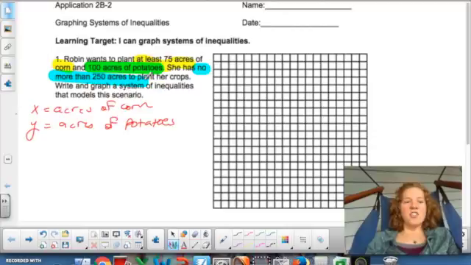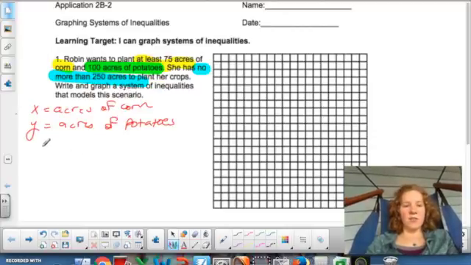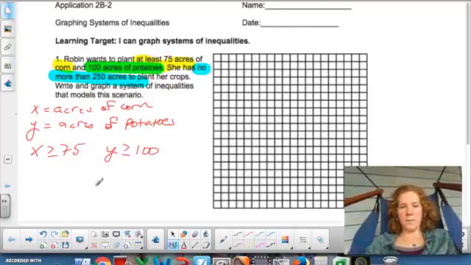Now we've got to write some inequalities that represent what we've got here. The fact that she wants at least 75 acres of corn means the amount of corn can be greater than or equal to 75. Remember, X represents corn. The fact that she wants at least 100 acres of potatoes means that my amount of potatoes can be greater than or equal to 100.